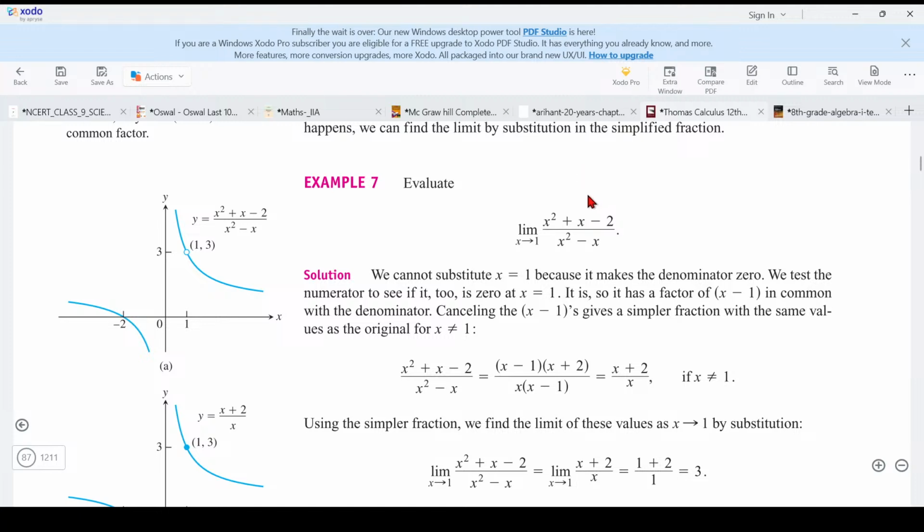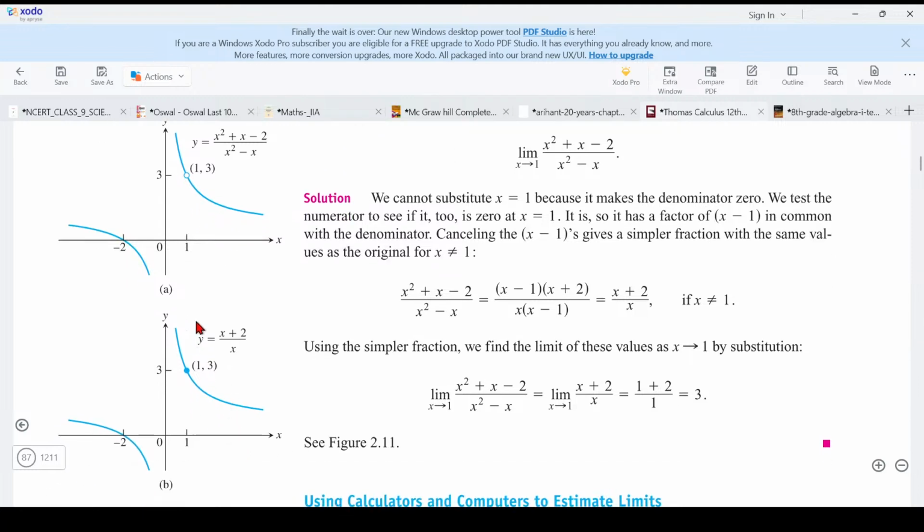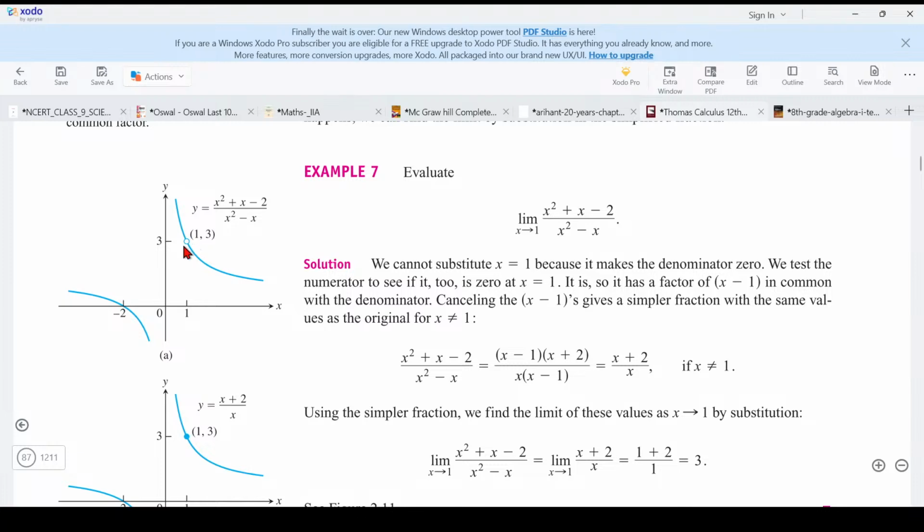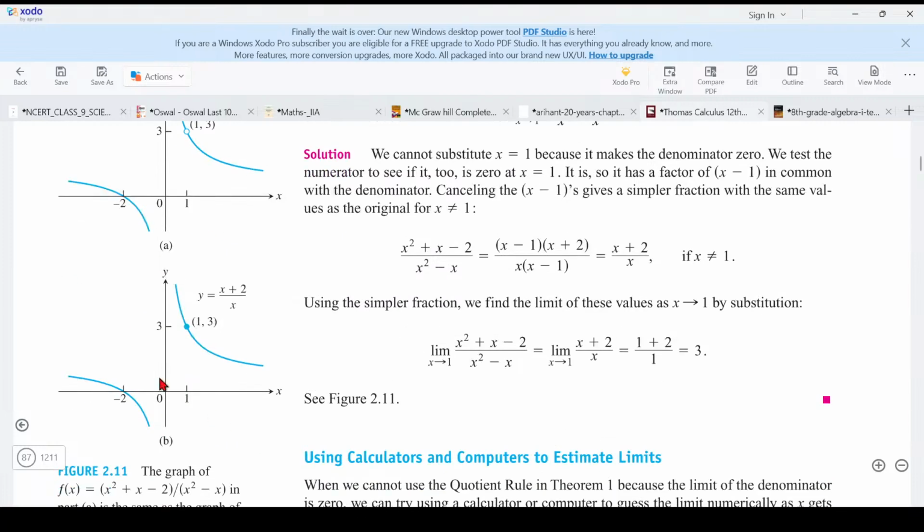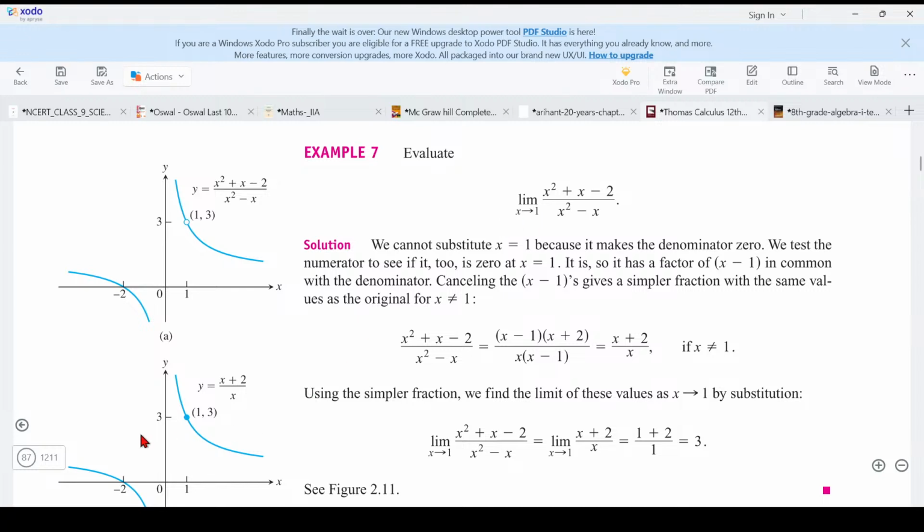But like in the earlier case, if you take the common factors and cancel them out, this is x plus 2 by x. The graph of x plus 2 by x is this. This graph is exactly equal to the original, except at the point 1 comma 3, which is not defined. So the limit as x approaches 1 we call 3.